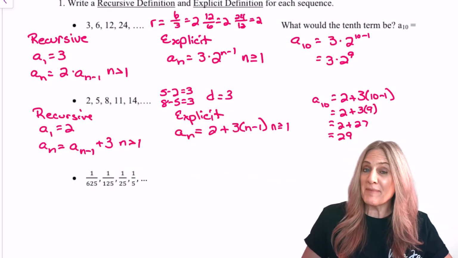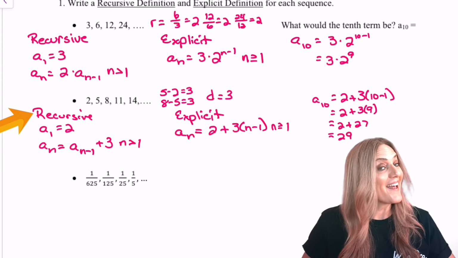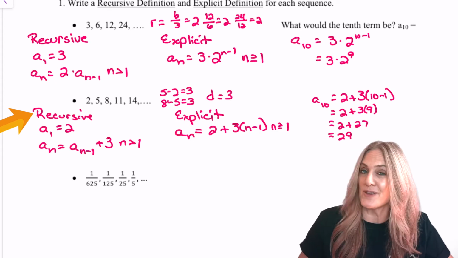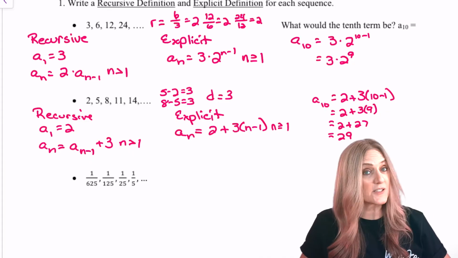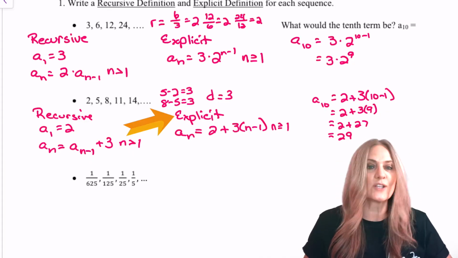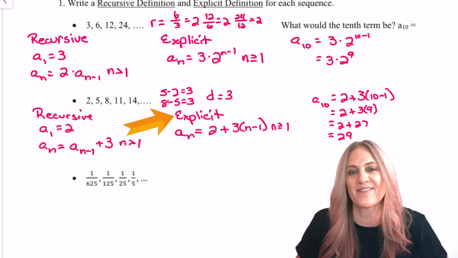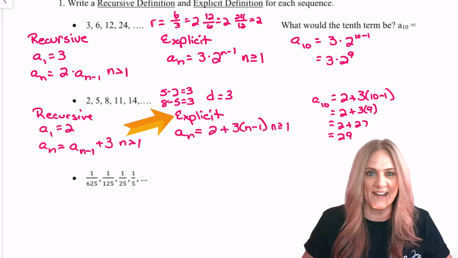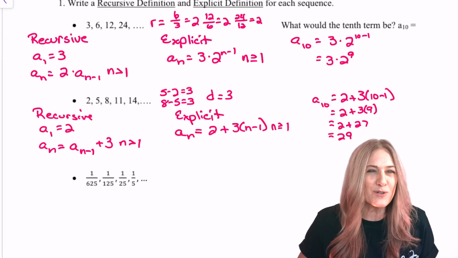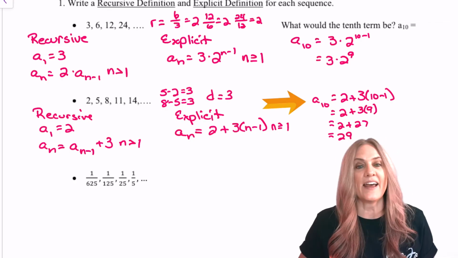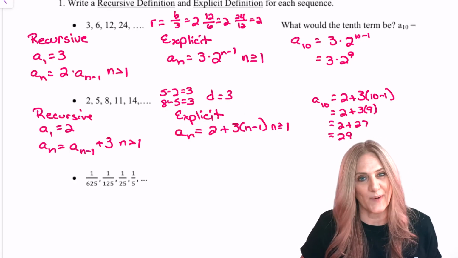Okay, I hope you remembered this. So for recursive arithmetic, a sub 1 equals 2, and the general term is equal to the previous term plus 3 for all n greater than 1. Explicit, a sub n equals 2 plus 3 times the quantity n minus 1 for all n greater than or equal to 1. I chose not to simplify it this time. You can, and if I had to use it repeatedly, I would. Now, a sub 10, I just plugged right into the explicit formula and got 29.